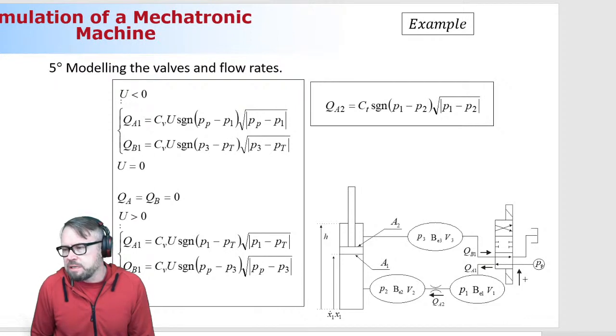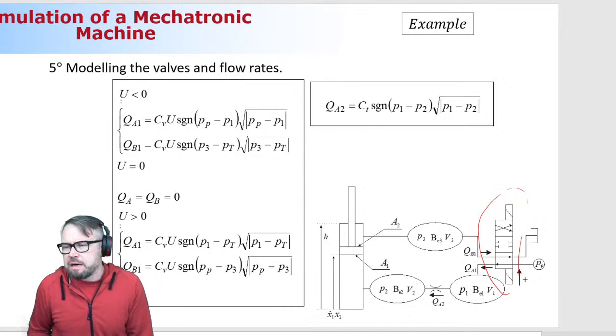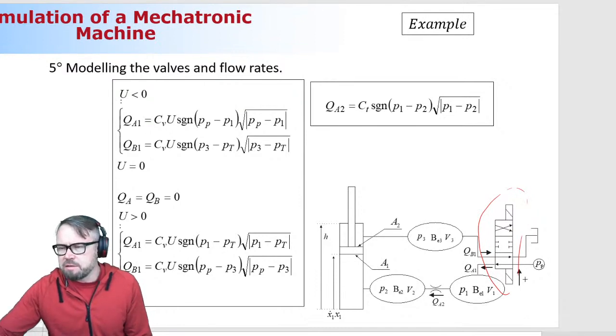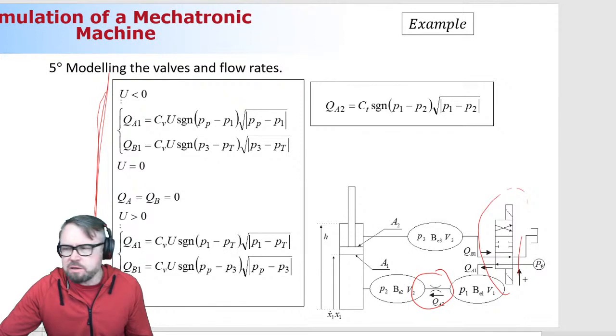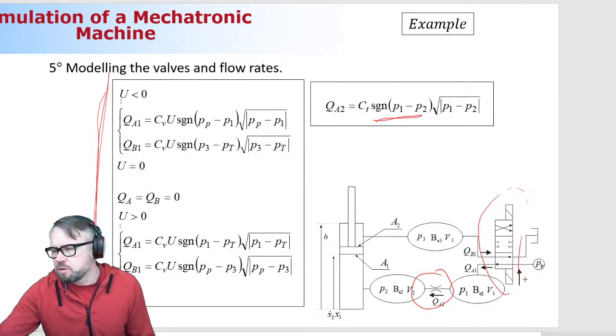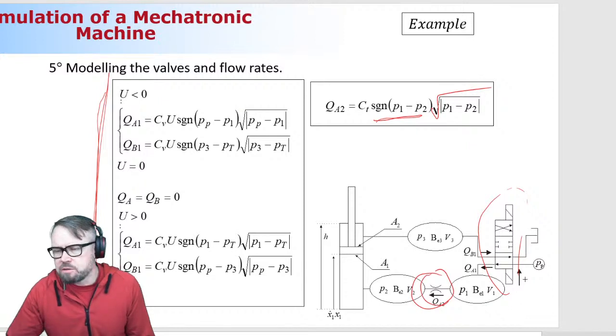valves and flow rates. So we have a direction valve here in this particular location, and how it can be modeled, the flows. Well, that depends on the spool position. And these are the different scenarios for that. Throttle valve here, that's what we discussed earlier. So that's with the sign term here to make sure that we don't end up having a negative value under the square root. And this is how you can model the throttle valve here, the flow rate associated to that.